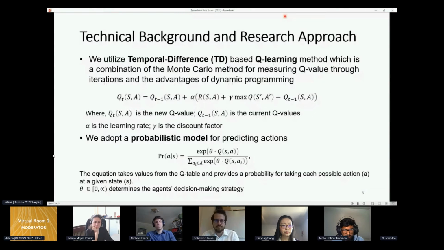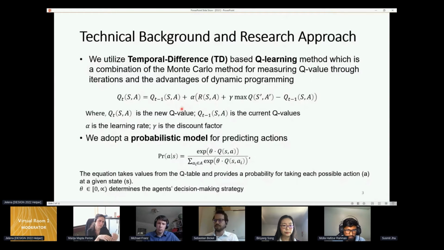particularly the Q-learning method. Q-learning is a temporal difference-based reinforcement learning, where a combination of Monte Carlo method and dynamic programming is used. The equation shows the formula for updating the Q table from the previous Q value and the reward function. Here, A denotes the state action space and S represents the state space for the agent. The equation takes values from the Q table and provides the probability for taking each possible action at a given state. Alpha is the learning rate and gamma is the discount factor.